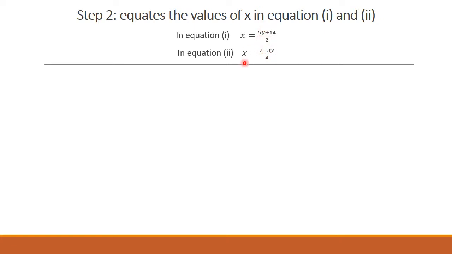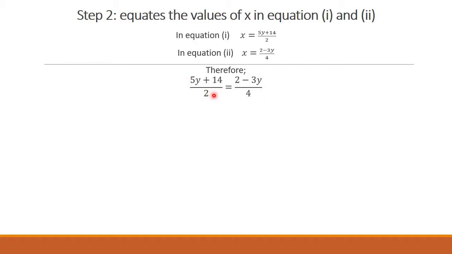So we are going to have (5y + 14)/2 is equal to (2 - 3y)/4. Now as you can see, there is no longer x here. We have gotten rid of x, and we have equated the values of x. So we only remain with the one unknown here, which is y. Now we have one problem here, and that problem is the fact that we have the denominators.